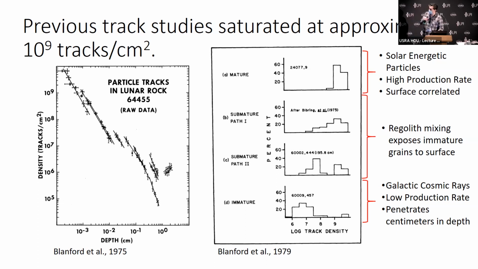So we have these distributions, but for mature regolith, there was a limitation to this etching process. You would broaden the widths of these tracks, but for very high track densities, you would be unable to discern one track from another. So there was a limitation. They really capped out at 10^9 tracks per centimeter squared. So this tells us whether regolith was exposed at the surface, but it tells us nothing about the degree of maturation or anything about the surface exposure timescales.